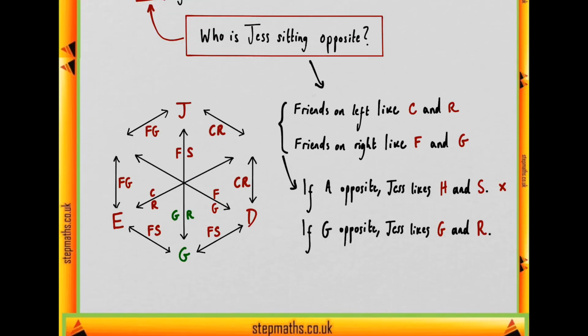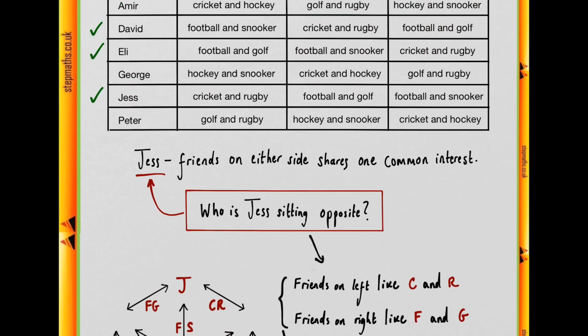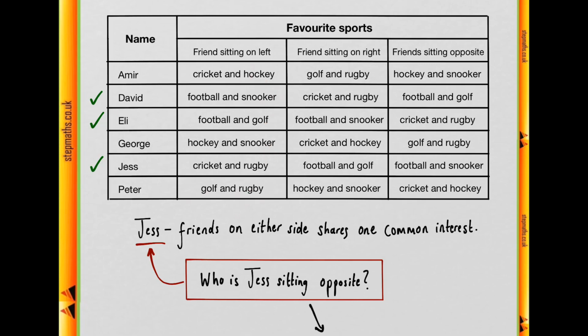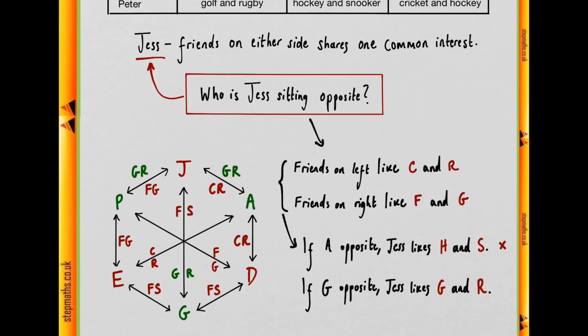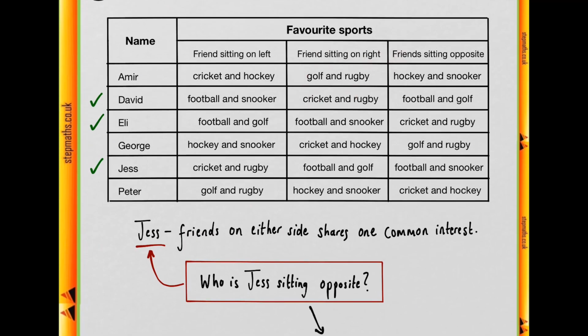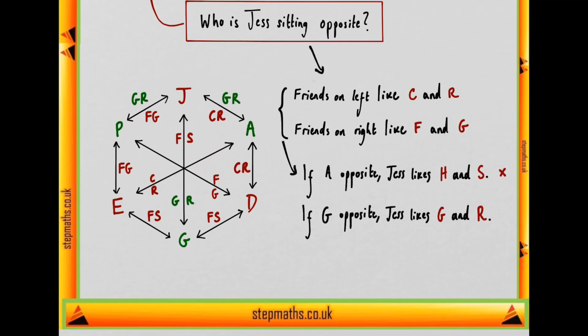And looking through our remainder, we can see who else has someone on their left who likes golf and rugby. Well, out of the 3 remaining ones, that's Peter. So Peter would be here. And who has someone on their right who likes golf and rugby? Well, that would have to be Amir, which we can see here. So this does all seem to check out, so we can mark that as one viable option.